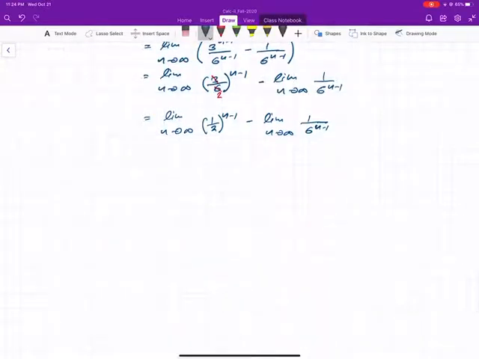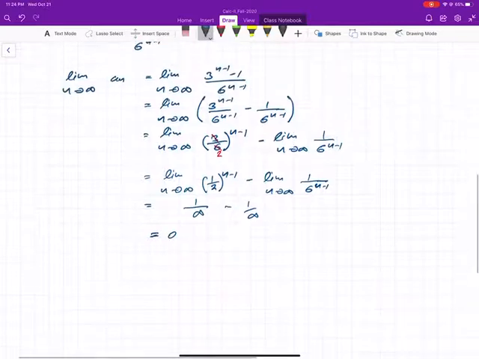Alright. Now you apply the limit. Once you apply the limit, what you get here is 1 over 2 to the power n minus 1. Now n is infinity. You get 1 over infinity minus 1 over infinity here. 1 over infinity is 0, then 0 minus 0 is 0. Alright, what you get here is 0.